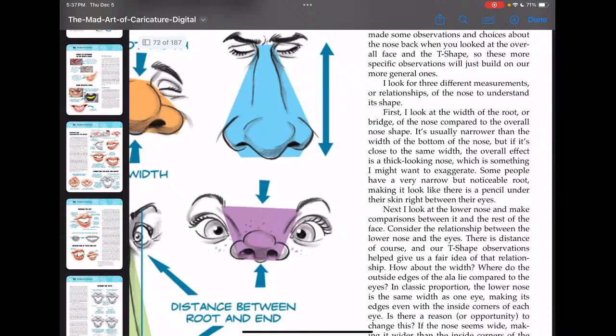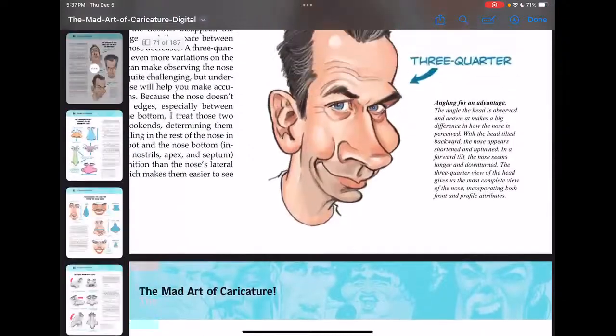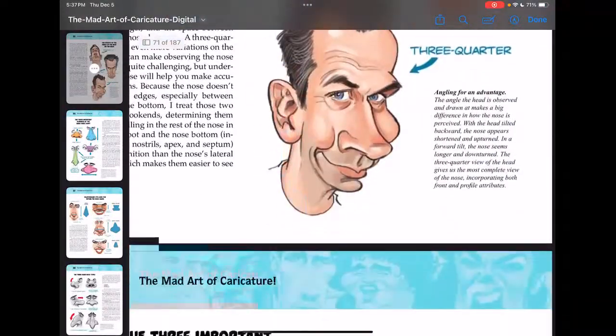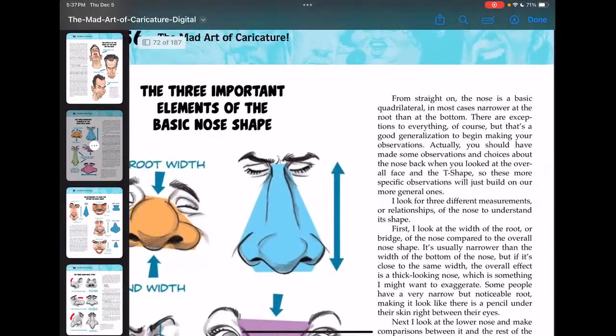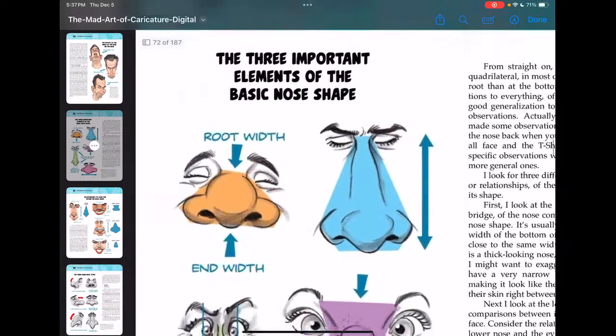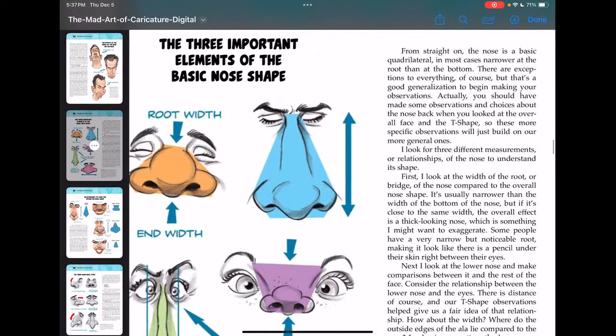Okay, so he's talking about the root, and I need to be clear on what he's calling the root. I think he's calling the root the top part. First, I look at the width of the root or bridge of the nose compared to the overall nose shape. It's usually narrower than the width of the bottom of the nose. And he calls the bottom of the nose the end width, okay? But if it's close to the same width, the overall effect is a thick-looking nose. Some people have a very narrow but noticeable root, making it look like there's a pencil under their skin right between their eyes.